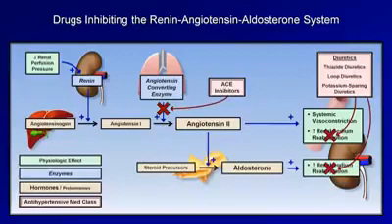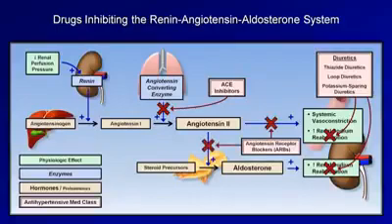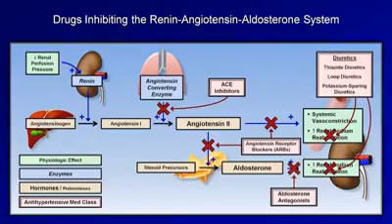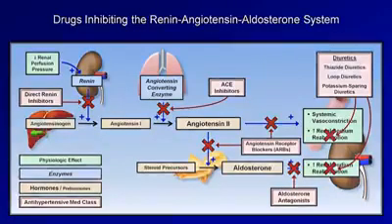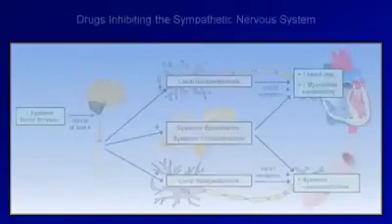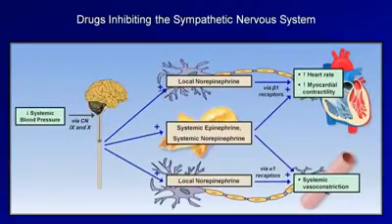reabsorption in the kidneys. There are also angiotensin II receptor blockers, also called ARBs, which block the action of angiotensin II and are clinically almost identical to ACE inhibitors. Likewise, there are also aldosterone antagonists. Finally, the newest class of medications which interfere with this system are called direct renin inhibitors. Then there are drugs that inhibit the sympathetic nervous system.